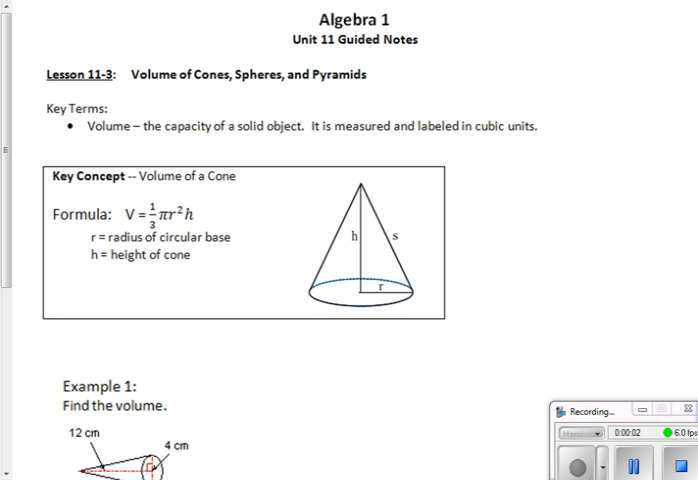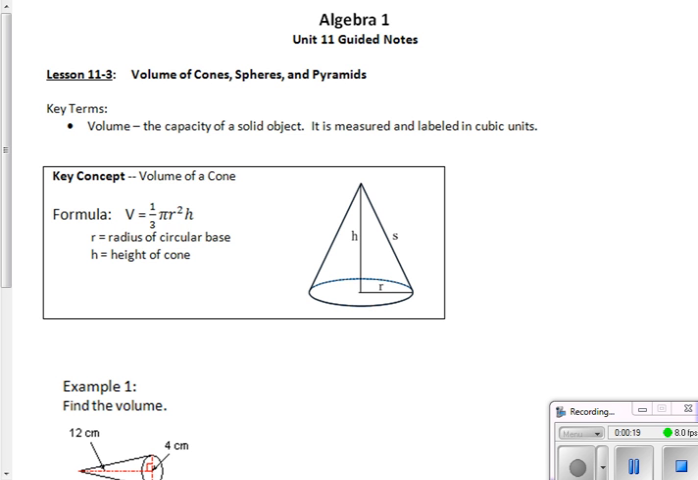Lesson 69 deals with volume of cones, spheres, and pyramids. Yesterday you dealt with surface area of these figures. Surface area was units squared, an area is squared. Volume is units cubed. Basically it's the capacity on the inside of the solid object.